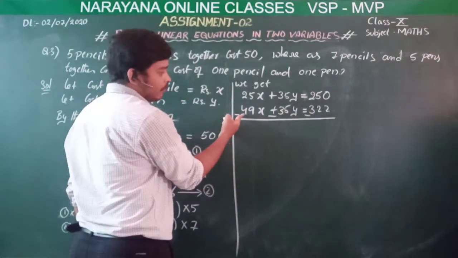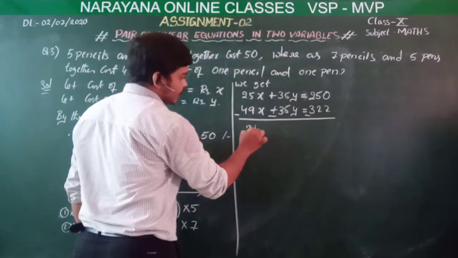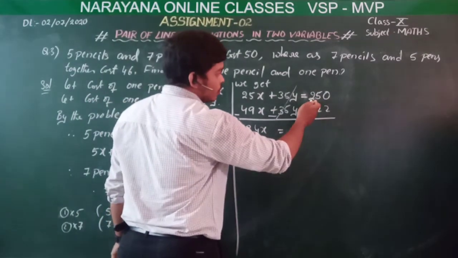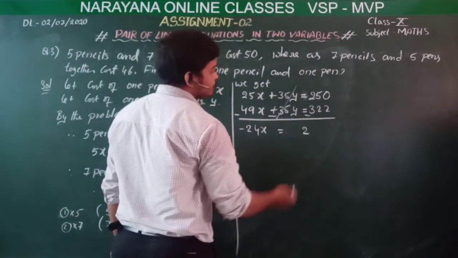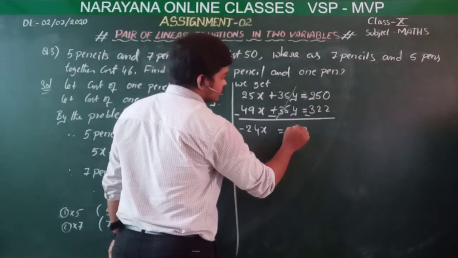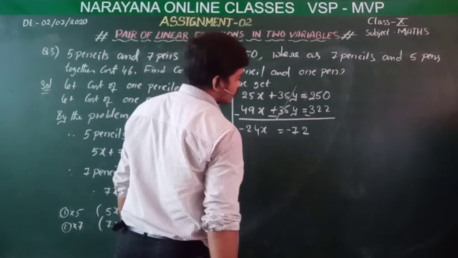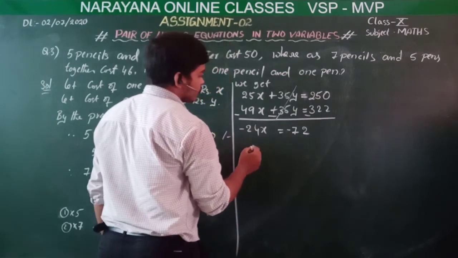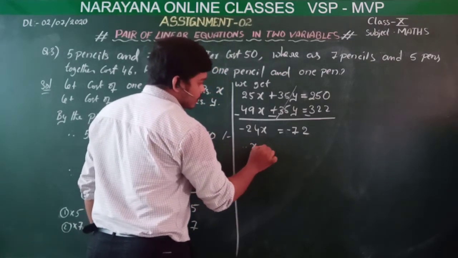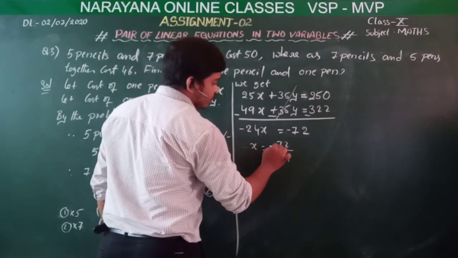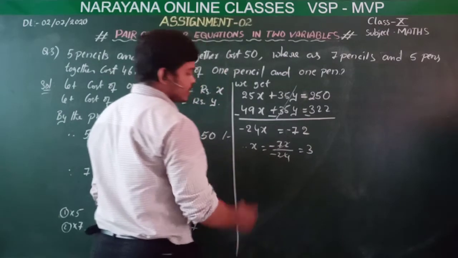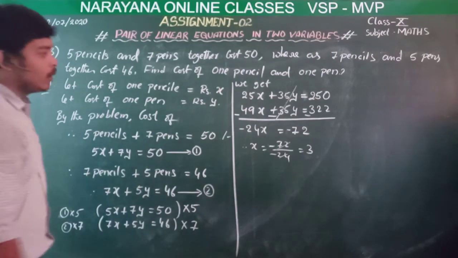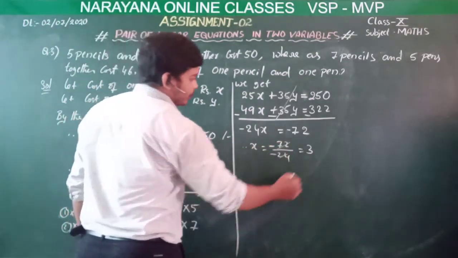See, 25 minus 49 is minus 24x, and these two, plus 35y minus 35y, get cancelled, which is equal to 250 minus 322, that is minus 72. So minus 24x is equal to minus 72, x is equal to minus 72 by minus 24, minus minus get cancelled, then 3. See children, x value is 3. X value is the cost of one pencil. So x is equal to 3 rupees.